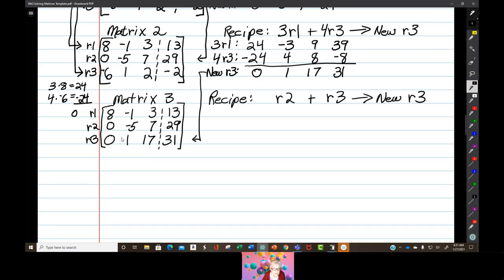Now watch this. I need a zero in this position. If I can add negative five and five, I'll get zero. So the trick to doing that then is to multiply row three by five. So that's what I'm going to do. I'm going to leave row two the way it is and multiply row three by five. So row two is zero, negative five, seven, and 29.